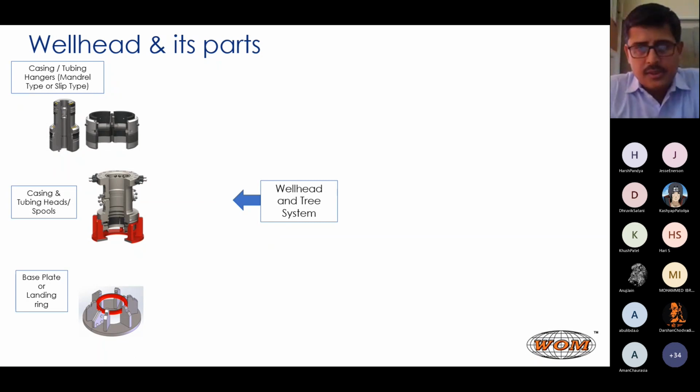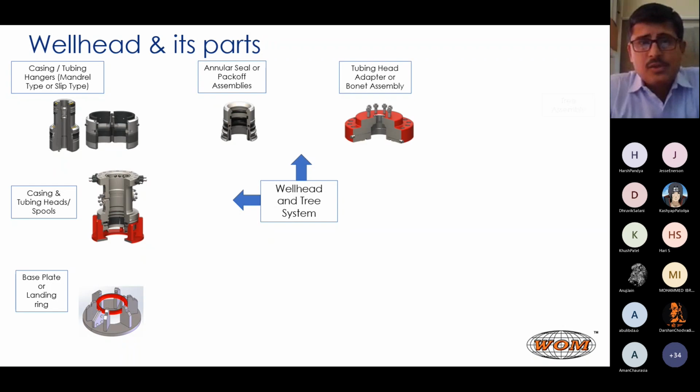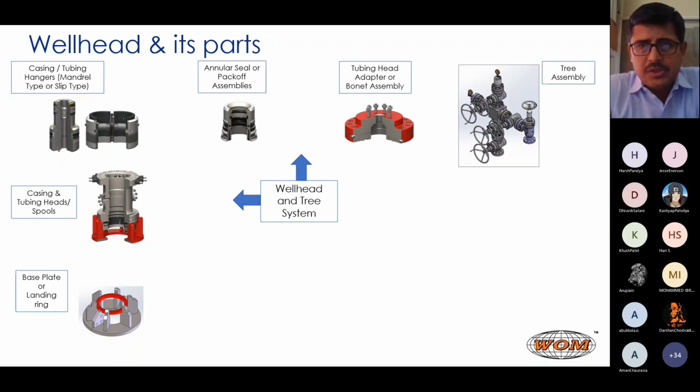It has the slips in it, and if the customer wants to use the slip system, they can use this. It is just the load. Once you apply the casing load on it, it will get energized and it holds the casing. What else does it have? It has annular seal assemblies or the pack-off assemblies to seal the annulus once you install the casings and the hangers. It has the tubing head adapters or the different bonnet assemblies. It has the Christmas trees.